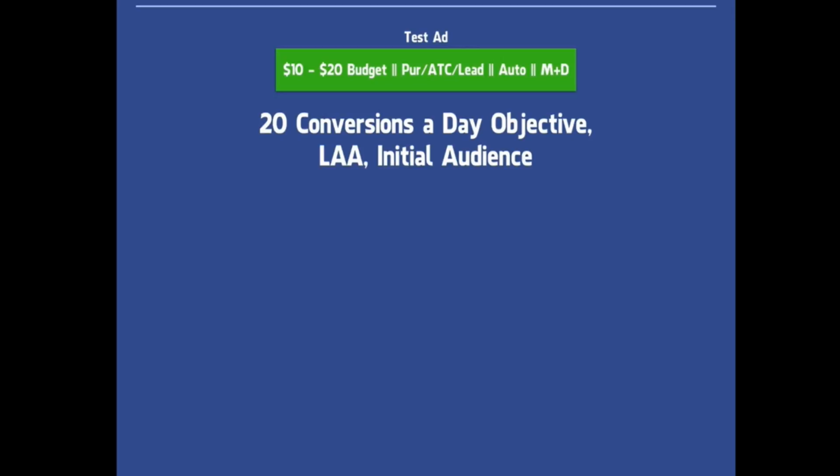Now, we send this out either to our lookalike audience, if we have one. If we don't, then to the audience that we usually target, okay? So we send out this ad. Again, $10 to $20 budget, sometimes $30, but 10 to 20 usually. And we send it out on purchase and add to cart, or lead, depending on what we optimize for, on automatic bid, on mobile and desktop.